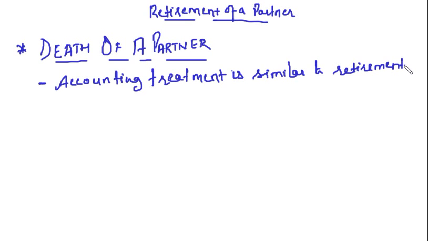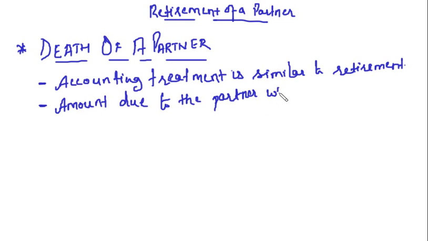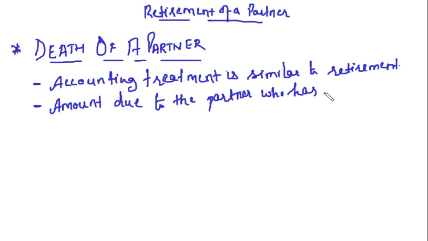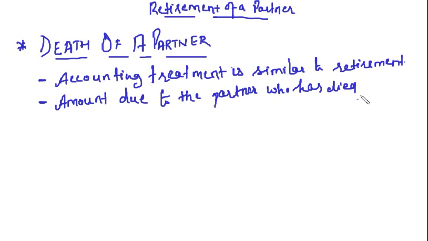Calculation of the new profit sharing ratio, calculation of the gaining ratio, right? Then in case of death of a partner also, we will calculate the amount due to the partner who has died. So we have to calculate the amount due to the partner who has died.